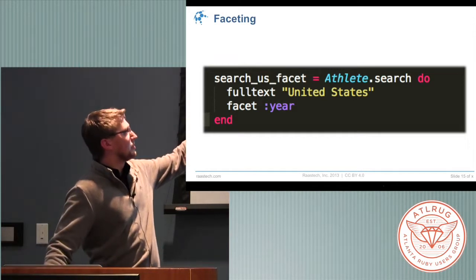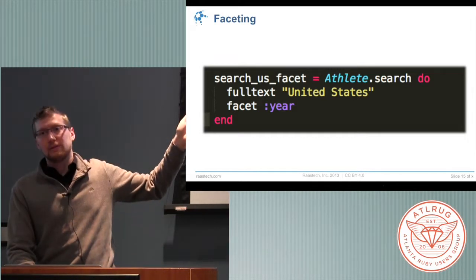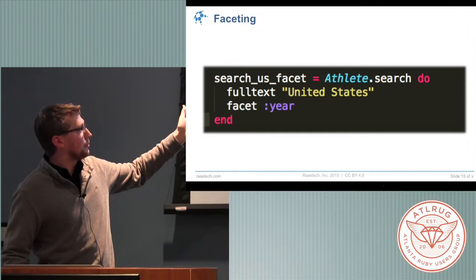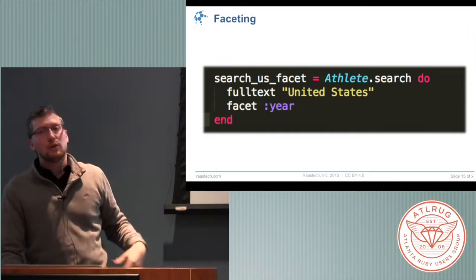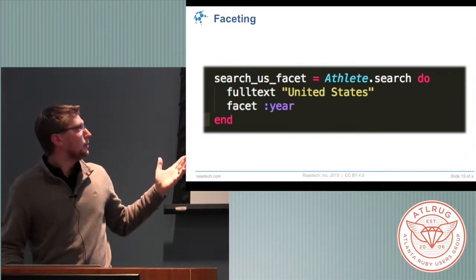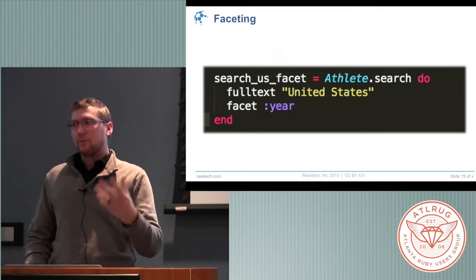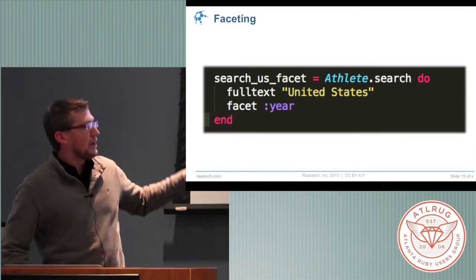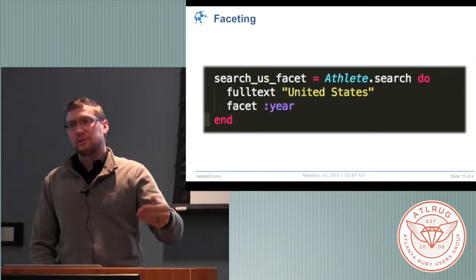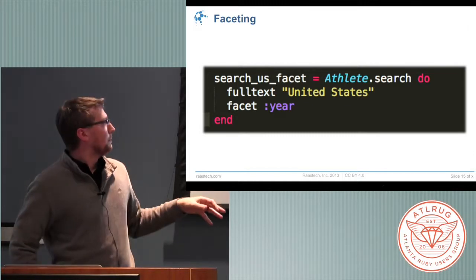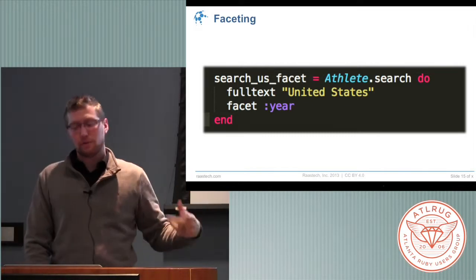You say full text, I'm looking for athletes from the United States. So you do that full text search, and then you also want to see, of those people, how many were from each year. So you can see the facet, and when you pull out the results, which I'll show you in a bit, you can see how many were from each.